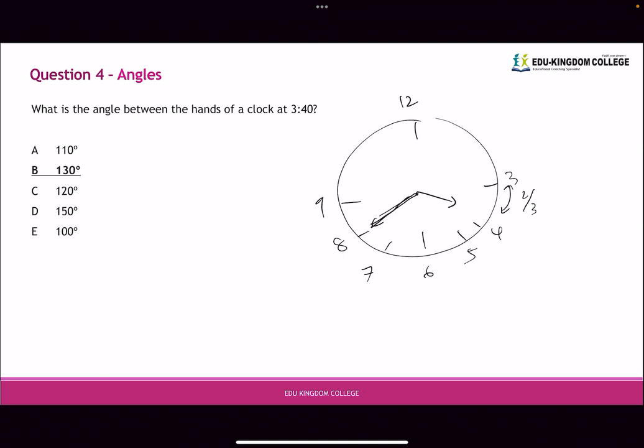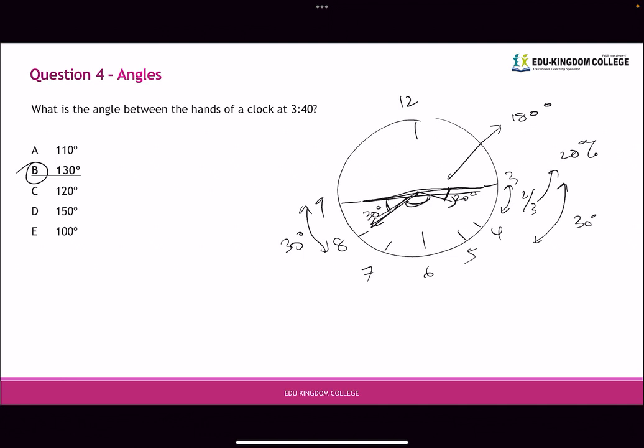So 2/3 of the way. And if you remember what we said, a 5-minute interval is 30 degrees, which means that 2/3 is 20 degrees. Now, if we drew a straight line from 3 to 9, it would be 180 degrees. But we're 20 degrees short on this side, and 30 degrees short on this side. So 9 to 8 is 30 degrees, and 3 to where we're at right now is 20 degrees. So we're 50 degrees short of 180, which means that this angle here should be 130.